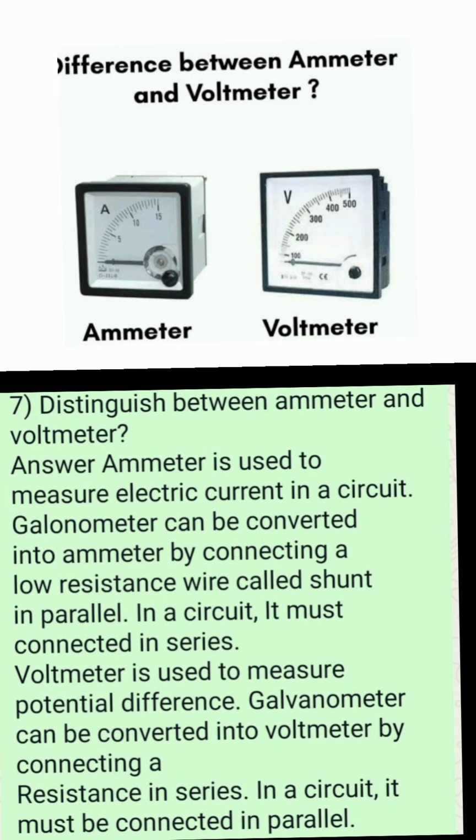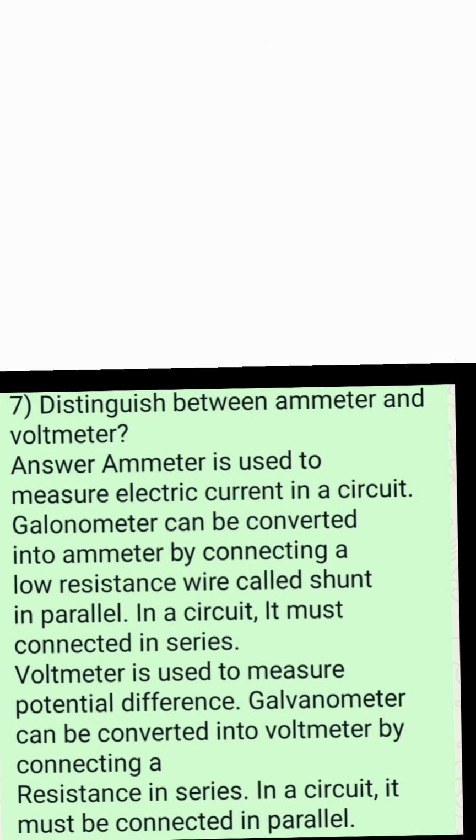7. Distinguish between ammeter and voltmeter. Answer: ammeter is used to measure electric current in a circuit. Galvanometer can be converted into ammeter by connecting a low resistance wire called shunt in parallel. In a circuit, it must be connected in series. Voltmeter is used to measure potential difference. Galvanometer can be converted into voltmeter by connecting a resistance in series. In a circuit, it must be connected in parallel.